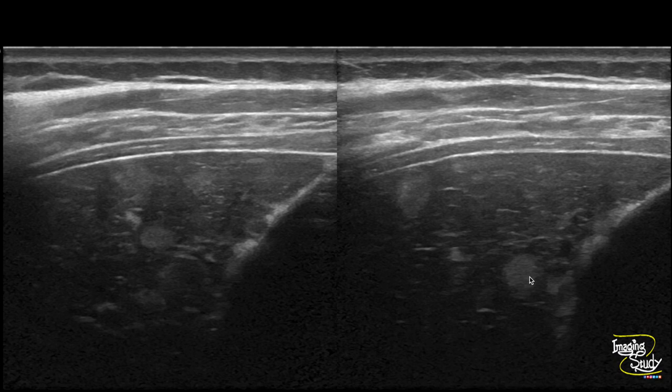Here you can see some hyperechoic nodules. These are well visualized with high frequency linear transducer, so if you have the facility, you should definitely look at the liver in a patient with cirrhosis with high frequency linear transducer.